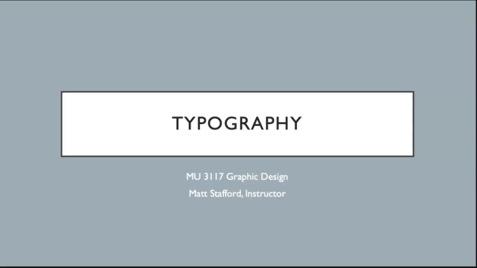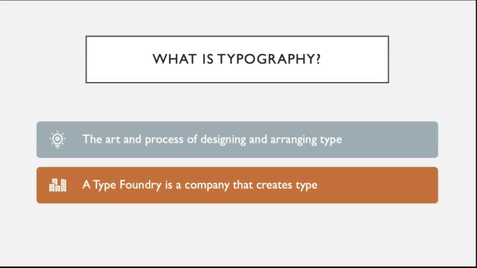Much of graphic design is built around typography. That is the use of words to communicate meaning. Obviously, graphic design uses a lot of imagery and arrangement of elements, but the use of words and text is primary to it because it's all about communicating a message. Typography is defined as the art and process of designing and arranging type.